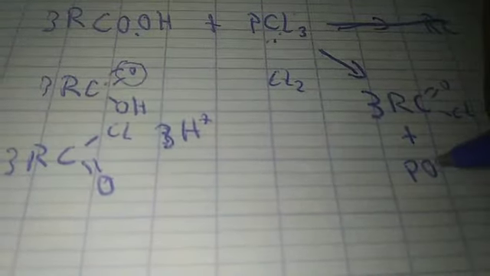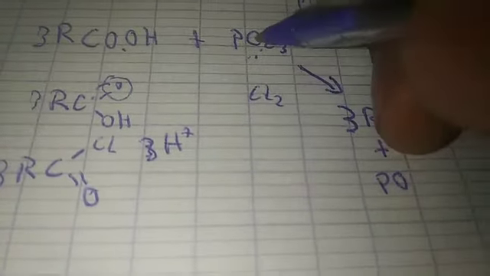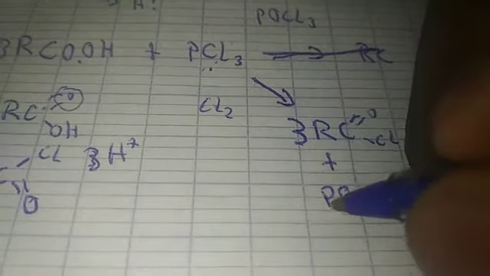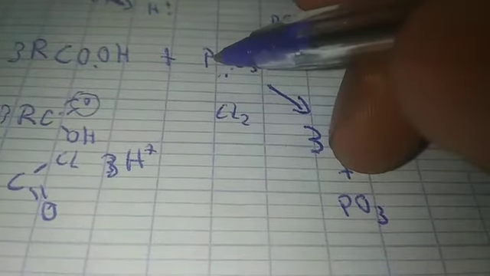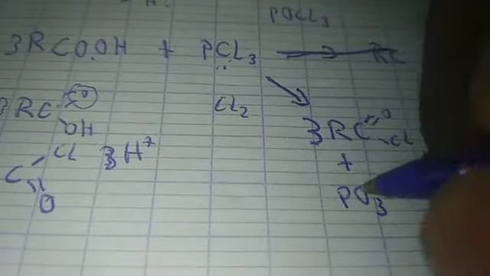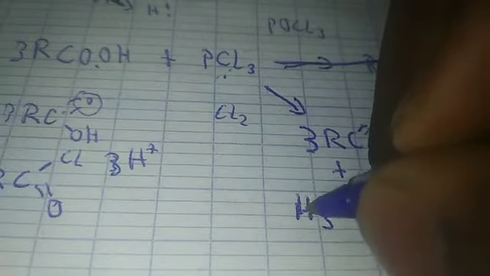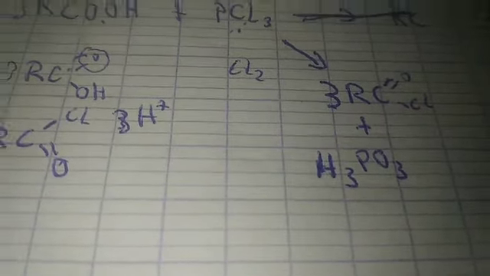I will be left with PO, which means the P will take oxygen. We'll take 3 oxygens actually, because there are 3 alcohols, and therefore the P gets 3 oxygens automatically. And then there are 3 hydrogen protons left, and therefore this is our product. So this is phosphorus acid and an alkyl chloride.